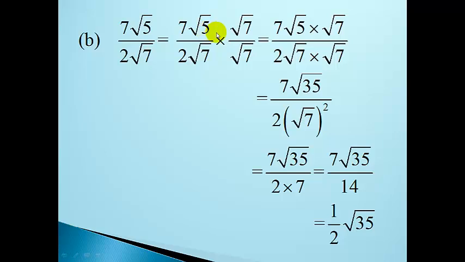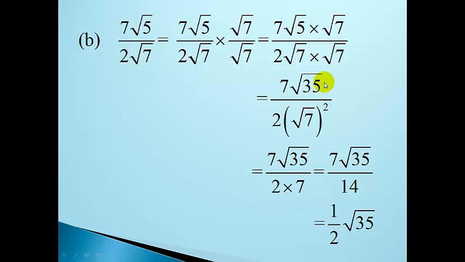Now 7 root 5 will multiply root 7, and that is how we have 7 root 5 times root 7. 2 root 7 will also multiply root 7, and that is how we have 2 root 7 also times root 7. Now the coefficient of the surd root 7 here is 1, so we multiply 1 by 7, and that will give us 7. The square root of 5 times the square root of 7 will give us the square root of 35, because when we multiply 5 by 7, the answer is 35.